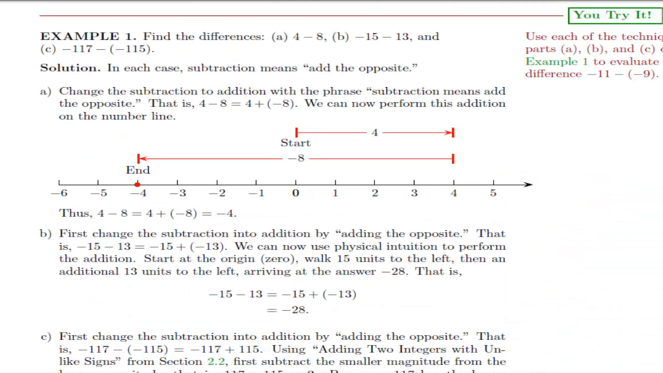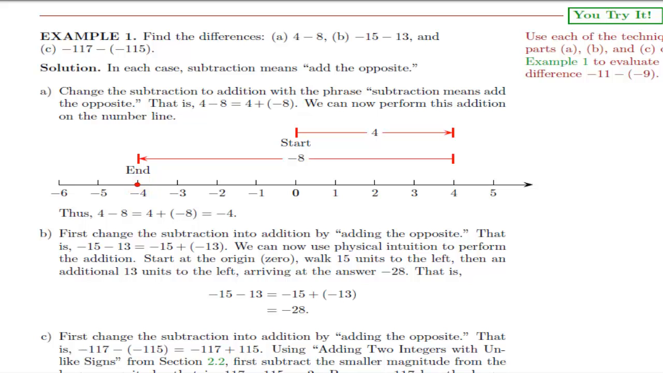Example 1. Find the differences. A. 4 minus 8. Change the subtraction to addition with the phrase subtraction means add the opposite. That is, 4 minus 8 equals 4 plus a negative 8. We can now perform this addition on the number line. Move 4 spaces from 0 to the right, then 8 spaces from 4 to the left. Thus, 4 minus 8 equals 4 plus a negative 8 equals negative 4.